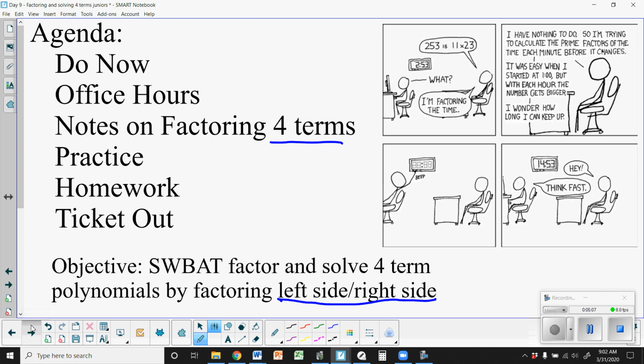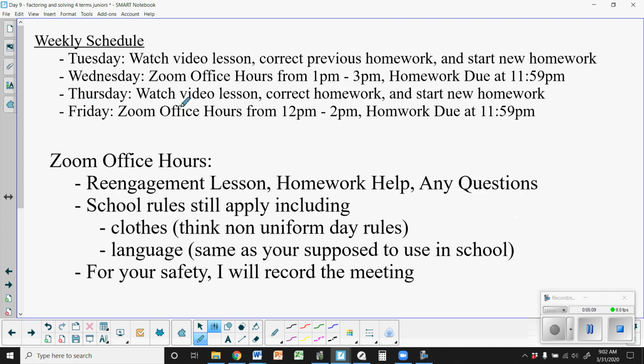All right, so let's look at the office hours. I figured a good weekly schedule for us would be Tuesday, we watch a video lesson, and then correct previous homework, and then you can start the new homework. So that's something you can do on Tuesday. Wednesday, I'm going to host Zoom office hours. So that'll be something that you can go to at any time between 1 and 3. I'll be there, and I'll talk about it more specifically down there.